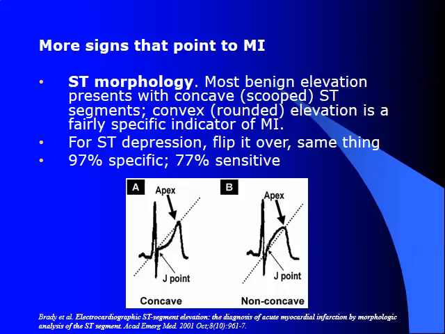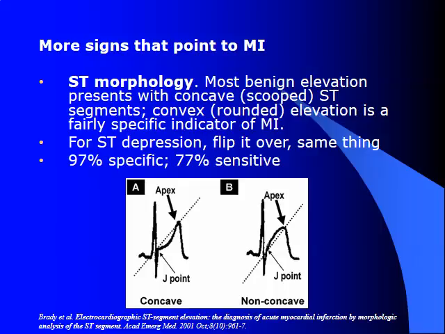Likewise, in example B, we draw that straight line and we see the convex ST segment, which is a much more specific indicator of MI. So we need to be thinking about that.